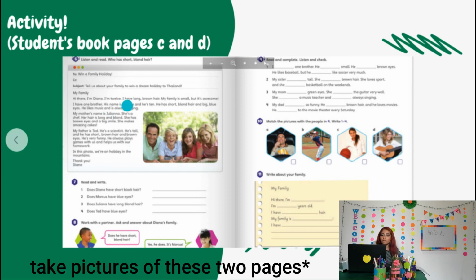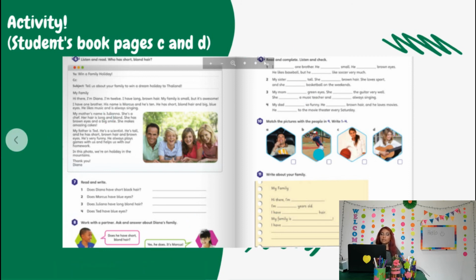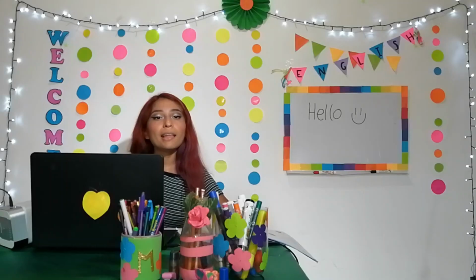And don't forget to take pictures of these two activities and send them to me by the platform so I can check them. And that's it for today.